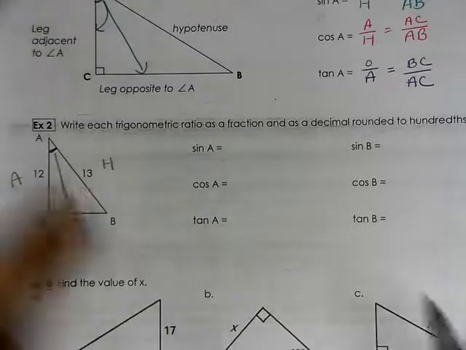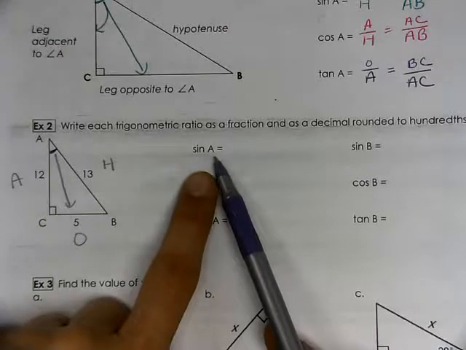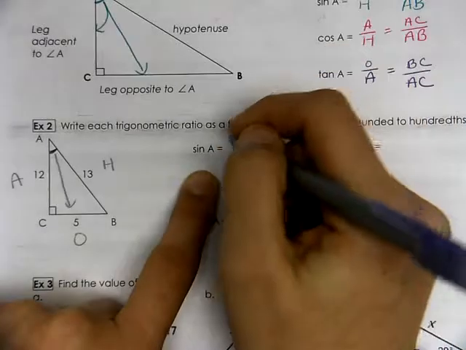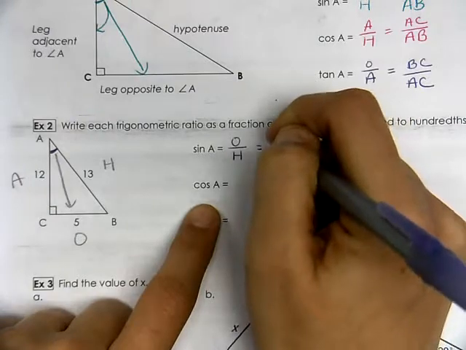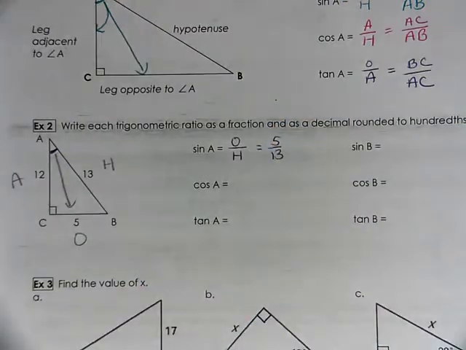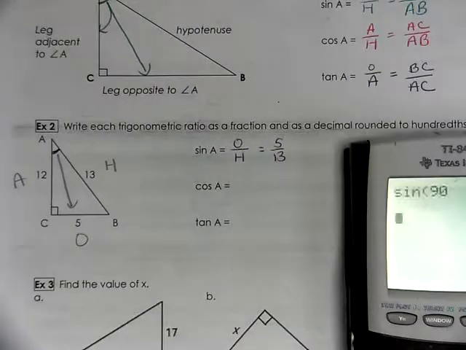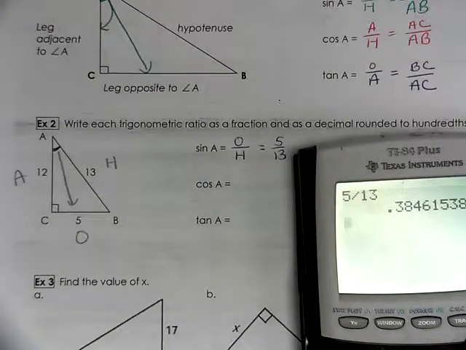So, if I want to find the trig ratio for the sine of A, that's the opposite over the hypotenuse. So that's 5/13. If I write that as a decimal, I get 0.38.